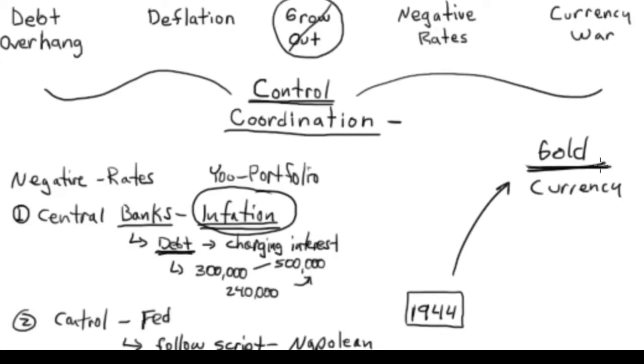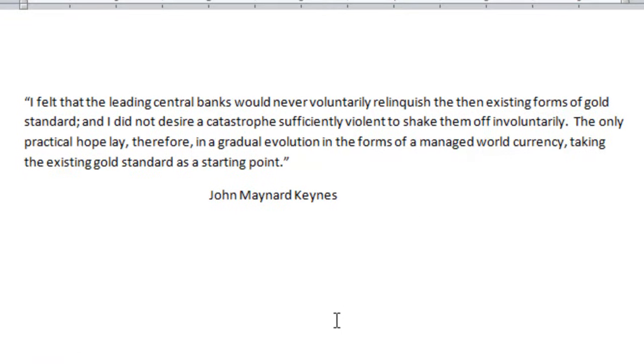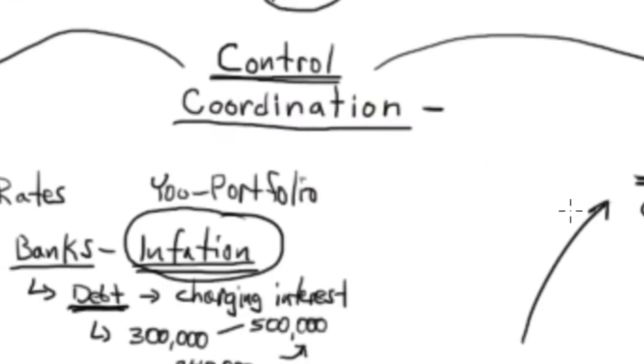And evidence of that, all we have to do is look at a quote from the economist we mentioned earlier, John Maynard Keynes. "I felt that the leading central banks would never voluntarily relinquish the then existing forms of gold standard, and I did not desire a catastrophe sufficiently violent to shake them off involuntarily. The only practical hope lay, therefore, in a gradual evolution in the forms of managed world currency, taking the existing gold standard as a starting point." In other words, eventually eliminating it as a standard.